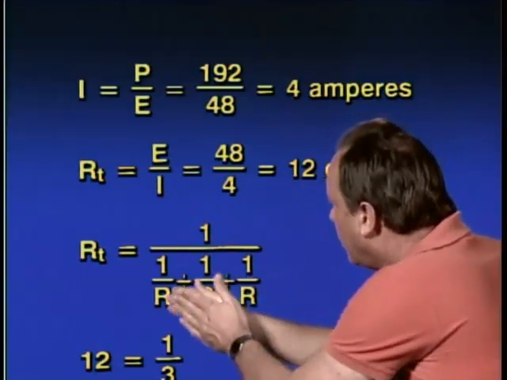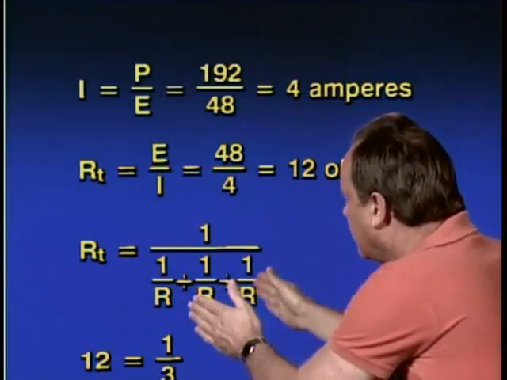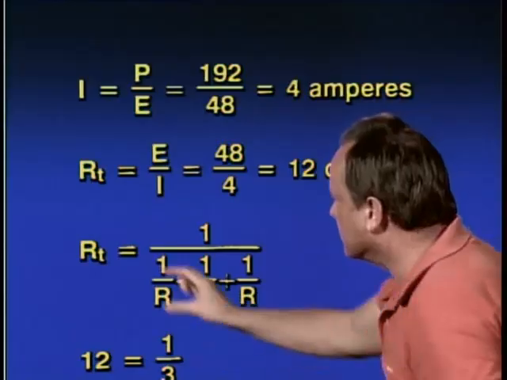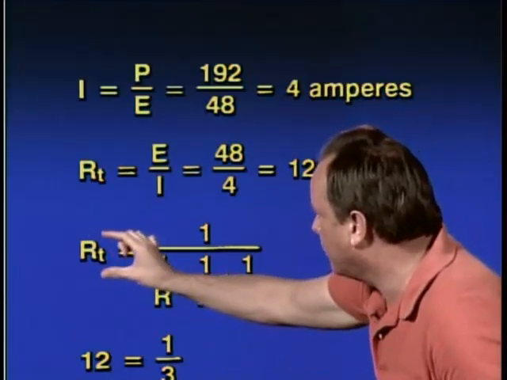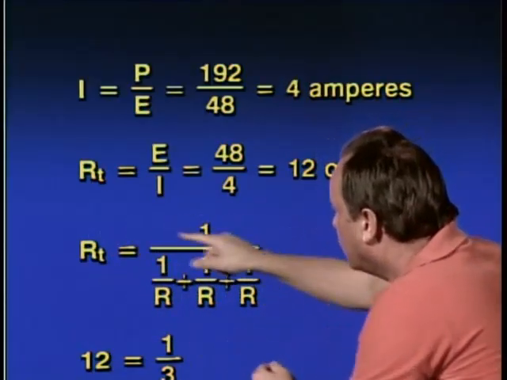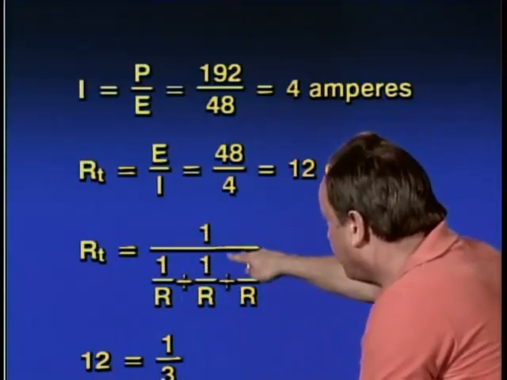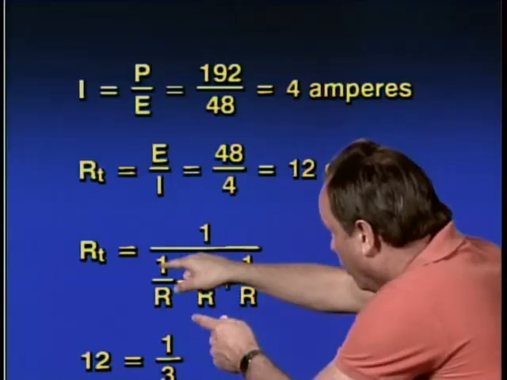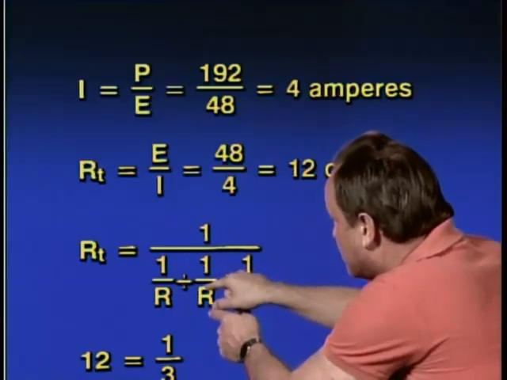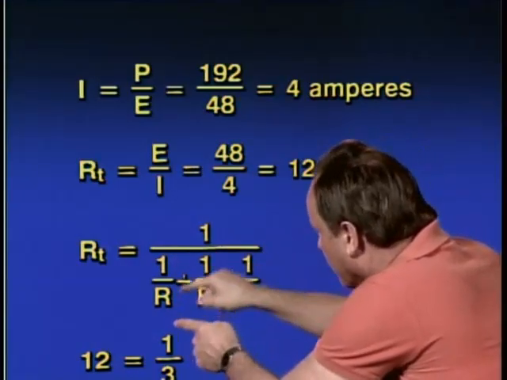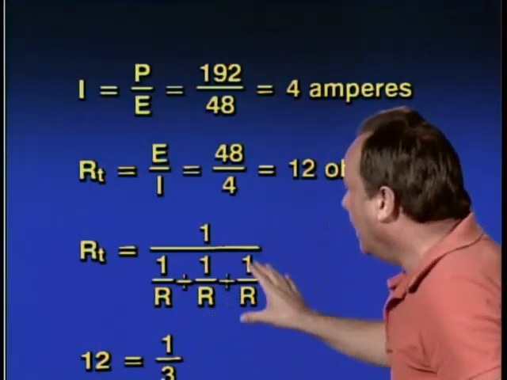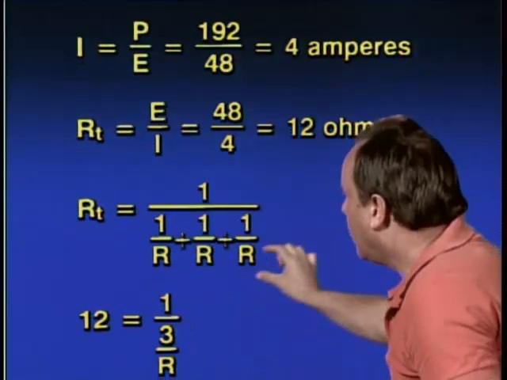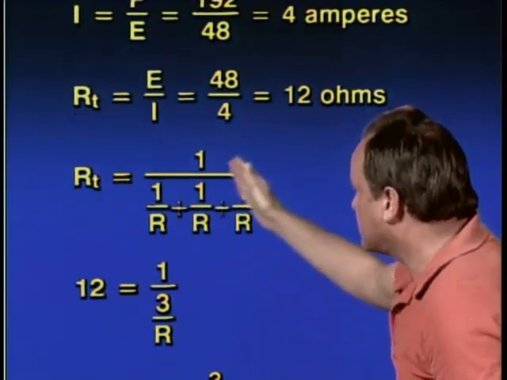So if we want to know the formula for 3 identical resistors providing a total resistance, we know that this total resistance is 12 ohms. Here's how it got there. It's 1 over the 3 fractions, resistance 1 plus resistance 2 plus resistance 3, 1 over those as fractions. Okay? Now, if the denominators are all the same, you can add fractions together.